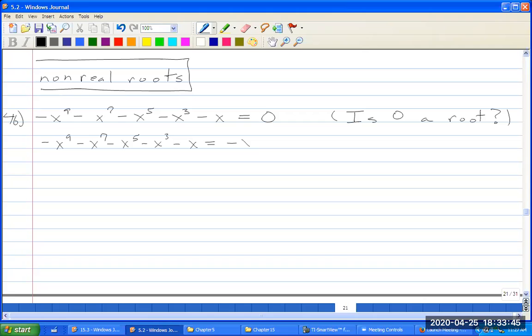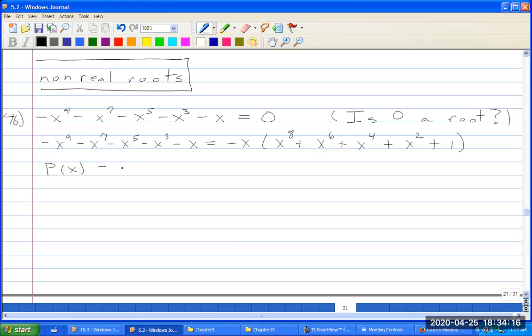x, x to the 8, x to the 6, x to the 4, x squared, plus 1. So I can factor out this x. Notice that this first term says that there is a 0, that 0 is a root. Okay. And now let's look at the other parts.